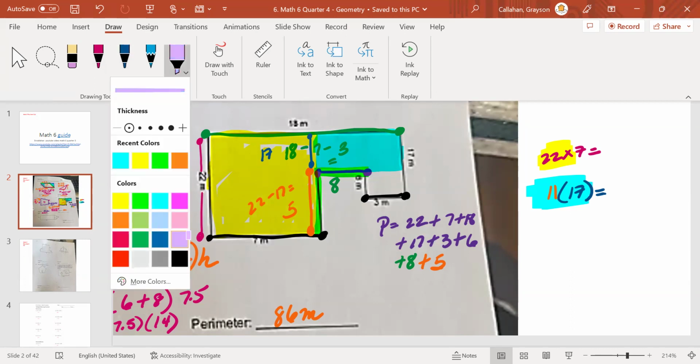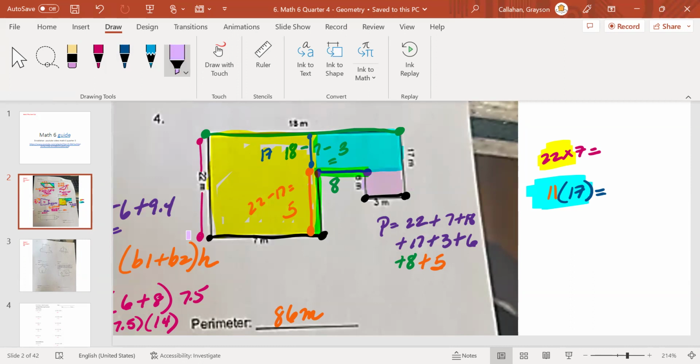And then this purple piece right here. How would you find that? 6 meters and 3 meters. Okay, now when you find all of these numbers here, these 3 numbers, now add them up, and that's gonna give you the area. Okay, so go ahead and do that.